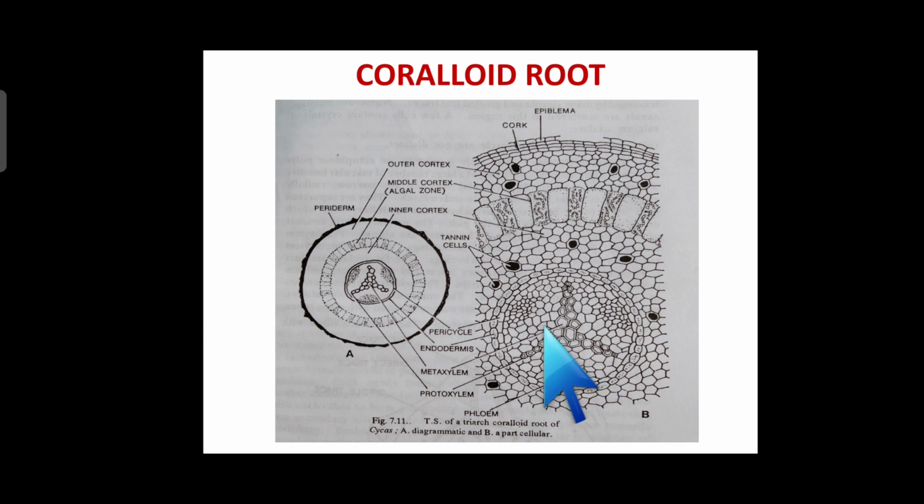The difference is only that the secondary growth in coralloid roots is poorly developed, and the presence of this algal zone differentiates it from the normal taproot. So this is the internal morphology of the coralloid root. In the next video we will discuss the internal morphology of the stem.